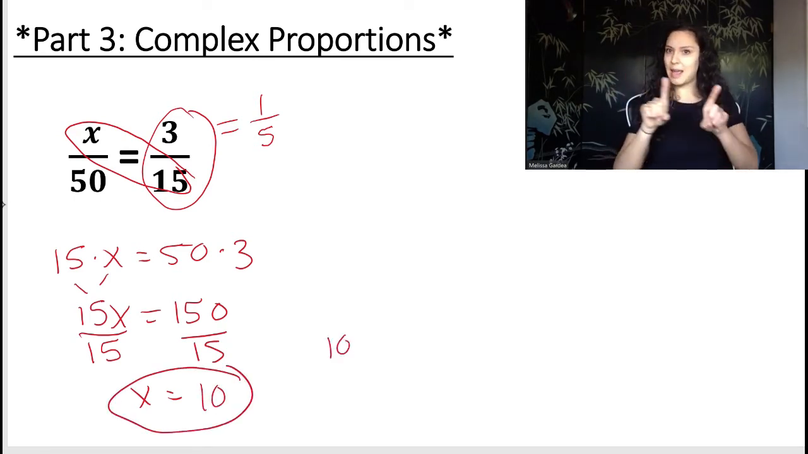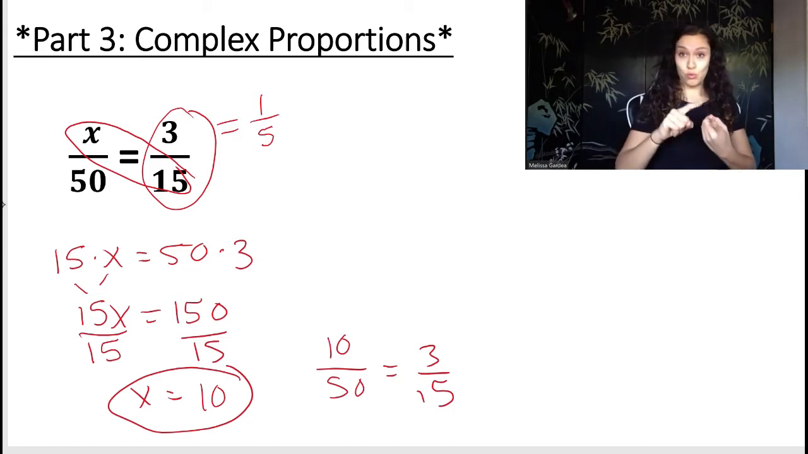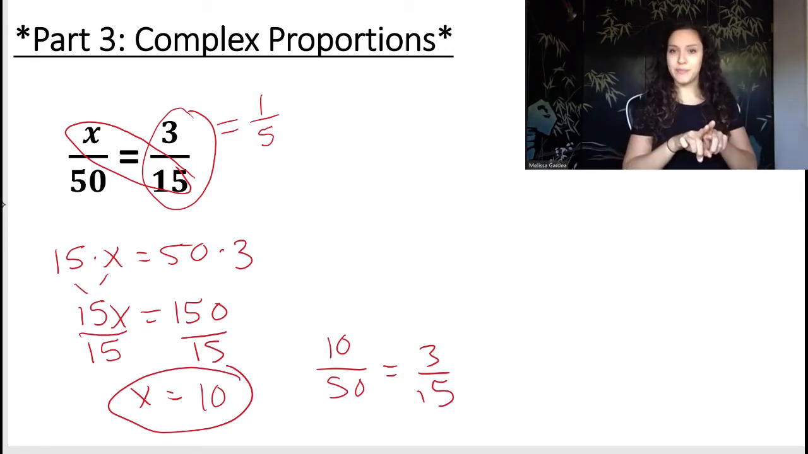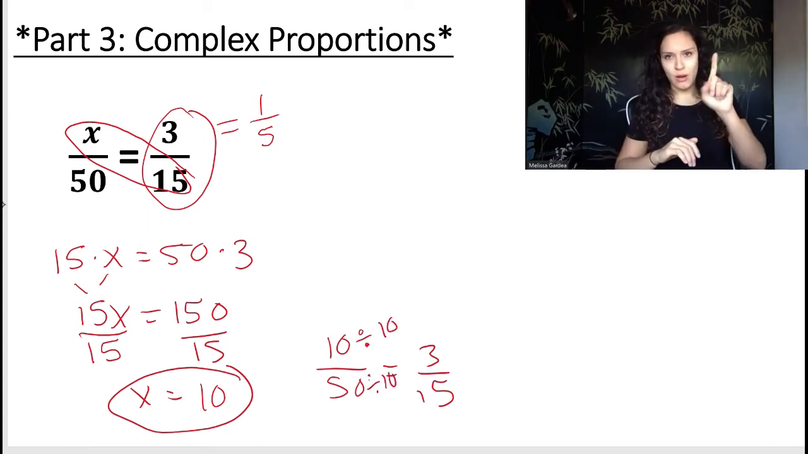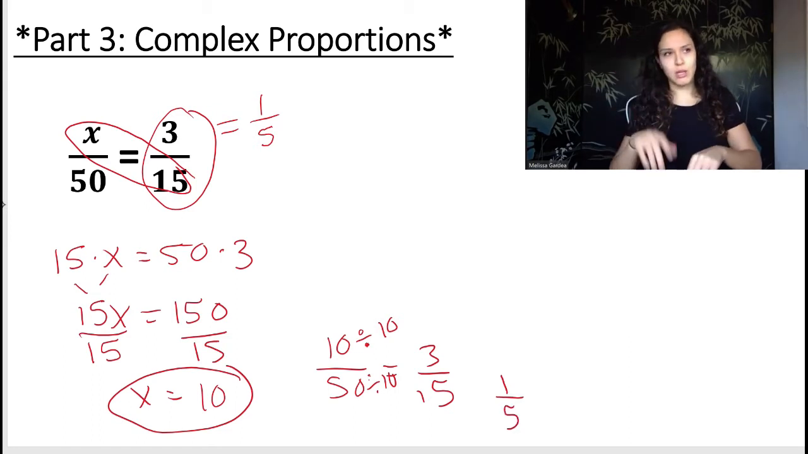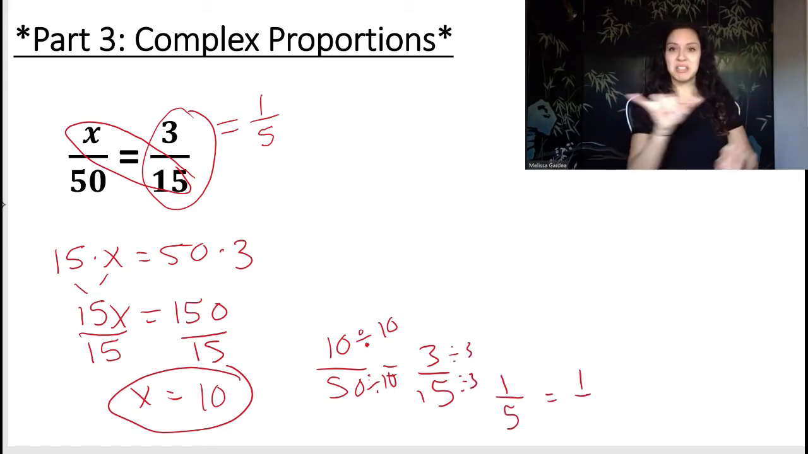We're saying that 10 out of 50 is the same thing as 3 out of 15. And again, if you simplify both of them, you should get the same answer. They should be the same fraction, meaning they're the same value. So divide by 10, divide by 10. So right now we're just checking our work. That makes 1/5, and then divide by 3, divide by 3. That also makes 1/5. So our answer is correct.